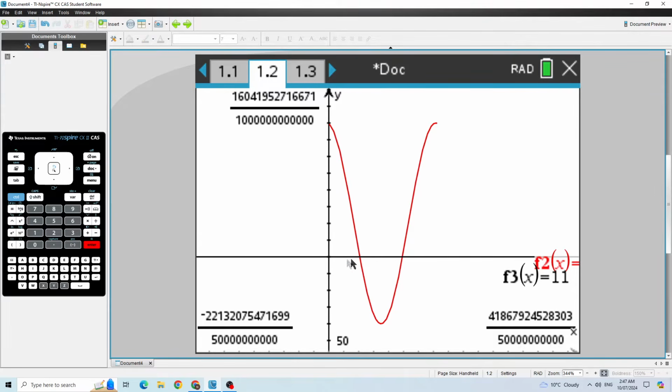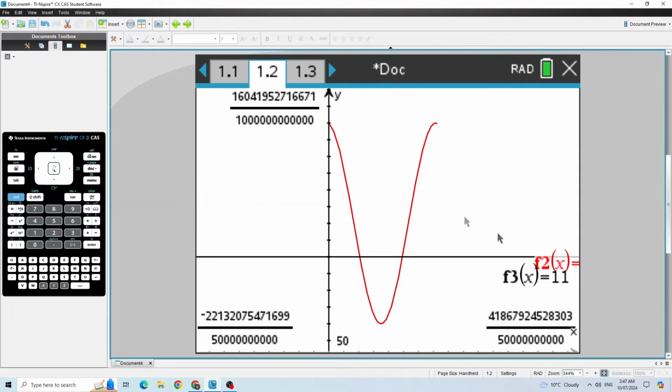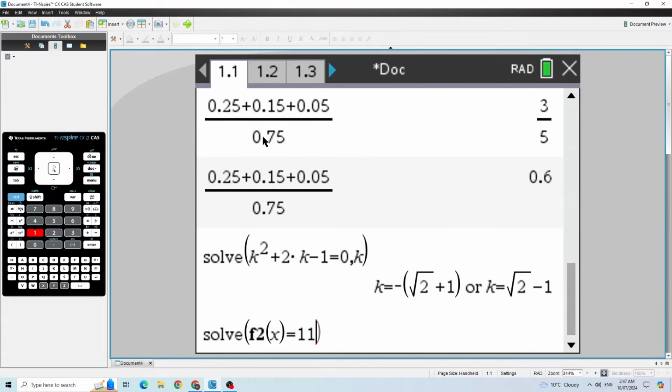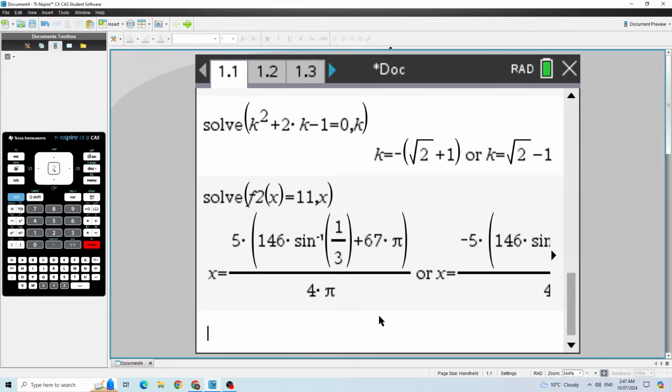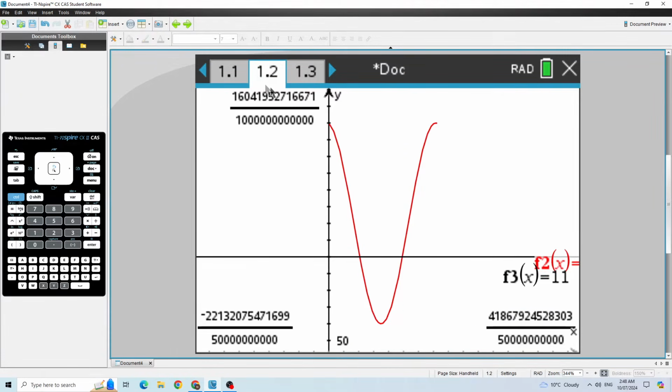So I'm going to try to find the points of intersection. That's quite easy because it's just basically solve. Is it f2 of x? Yeah, it's f2 of x. So solve f2 of x equals 11, comma x. We don't have to write the domain because the domain is already defined. And that gives me these 2 points of intersection.